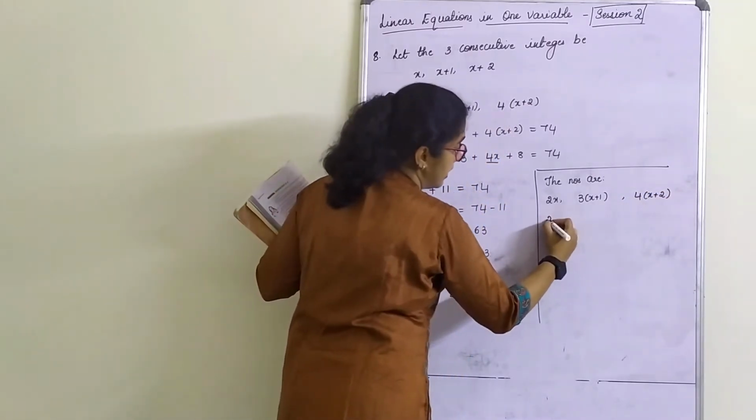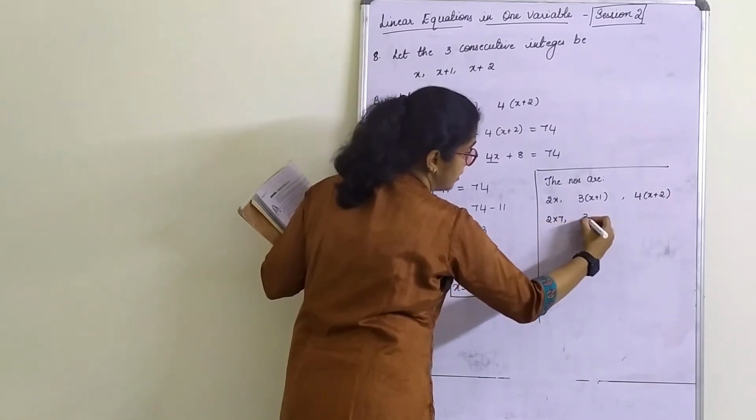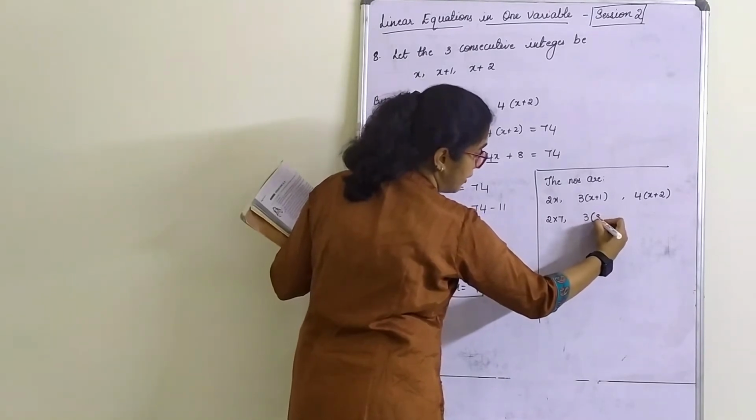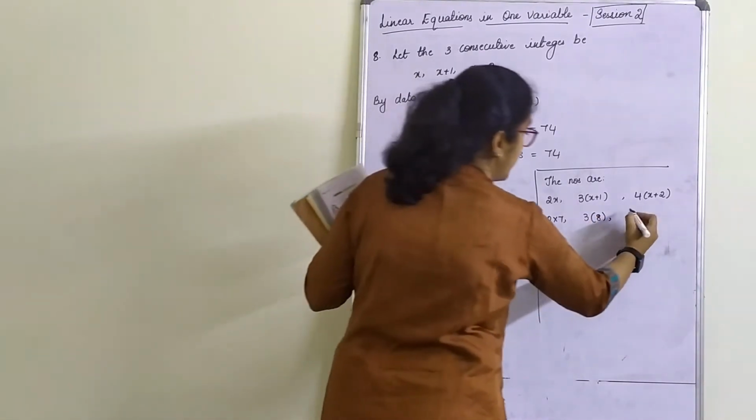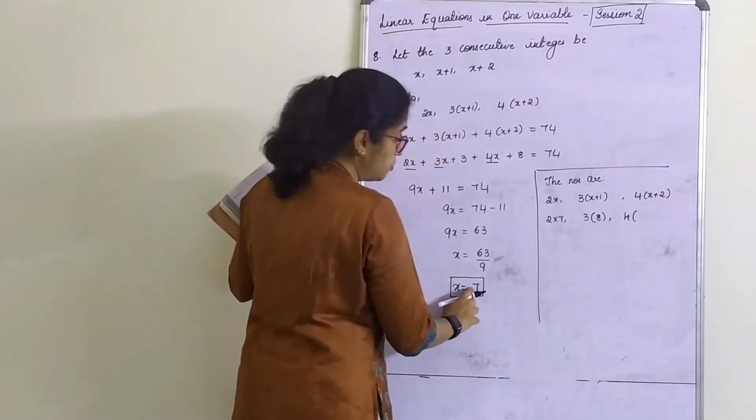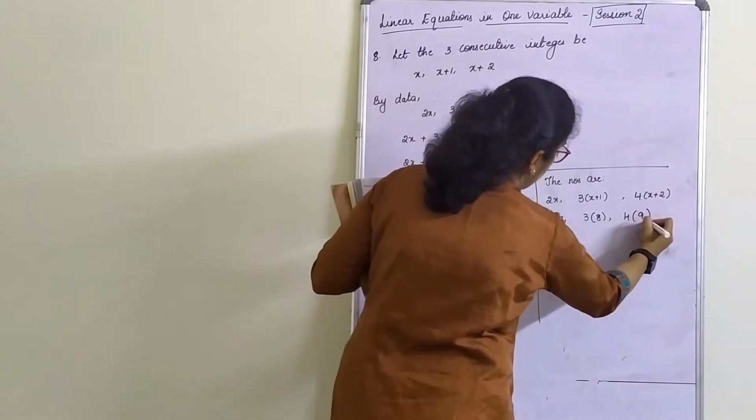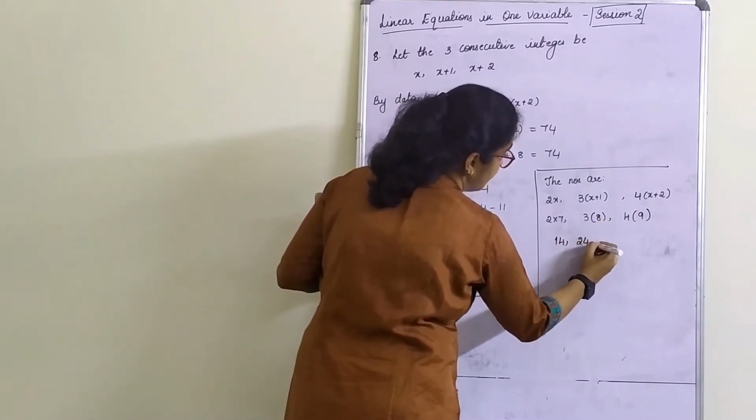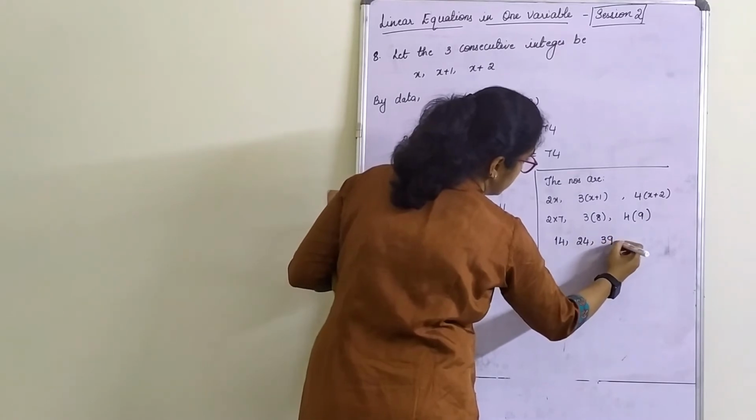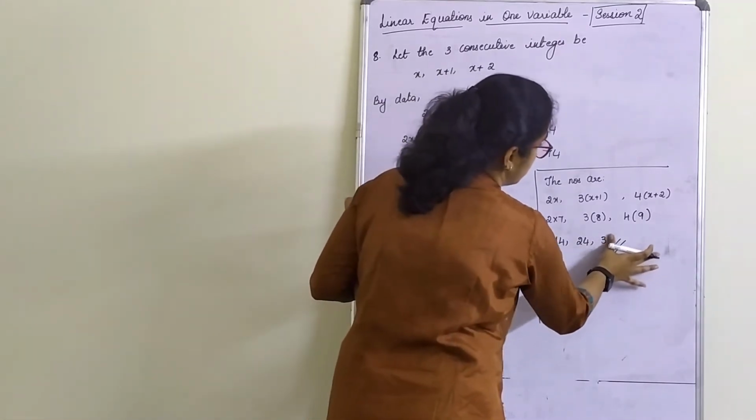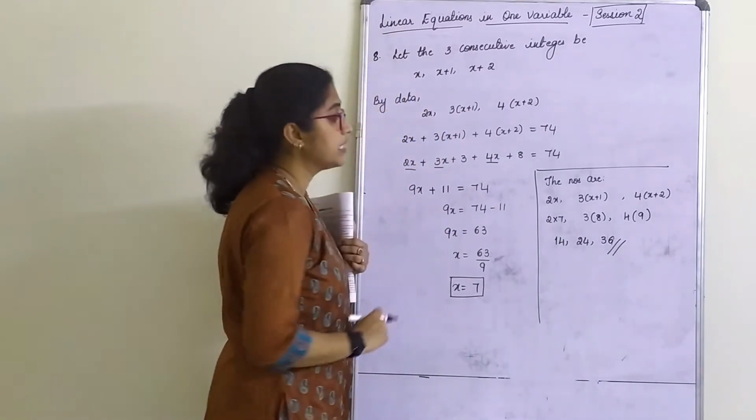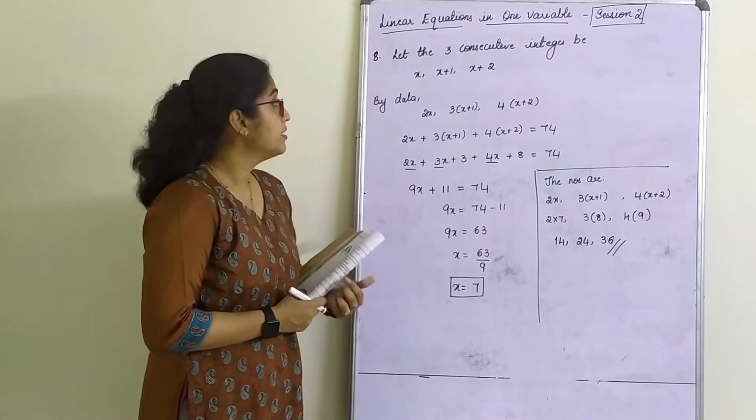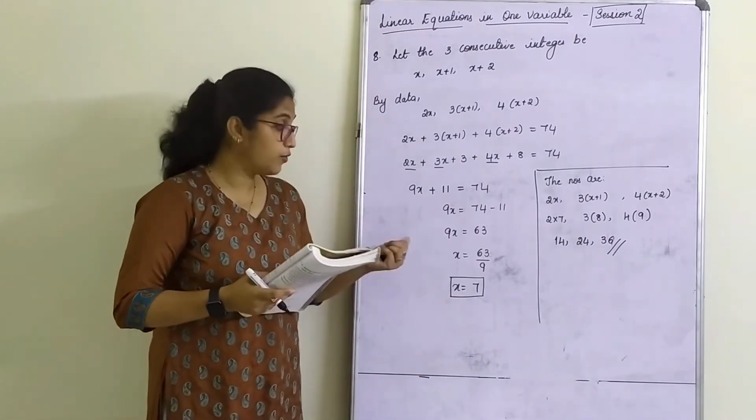So 2x, I will write 2 into 7. So 3 of x plus 1, so 7 plus 1, I will write this as 8. And the last one, 4 of x plus 2, so 7 plus 2, 9. So the numbers are 14, 8 3s are 24 and 4 9s are 36. So when you add these numbers, check, you will get the answer as 74. So that is how we will solve it. So I want you to copy this down.